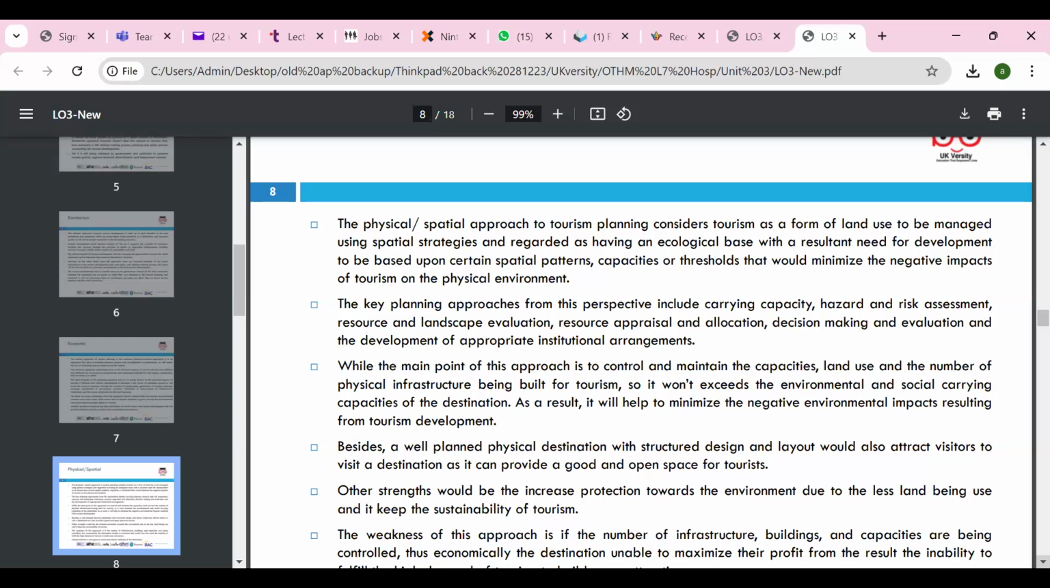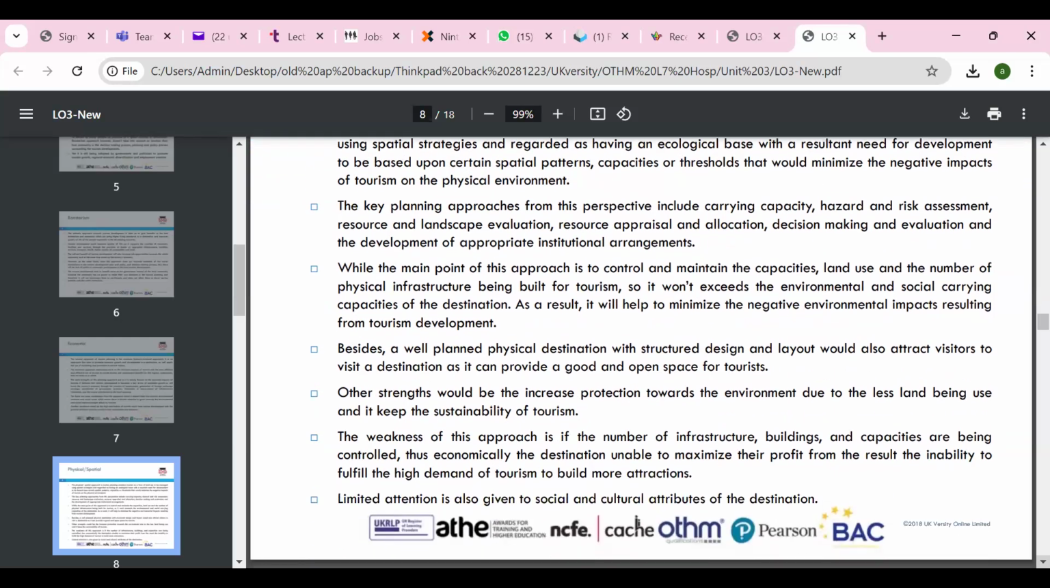The aim is to minimize the negative environmental impact resulting from tourism. Besides that, the physical destination with its structure design and layout would also attract visitors to the destination, as it can provide good open space to visit. Another strength is increased protection of the environment and keeping sustainable living.